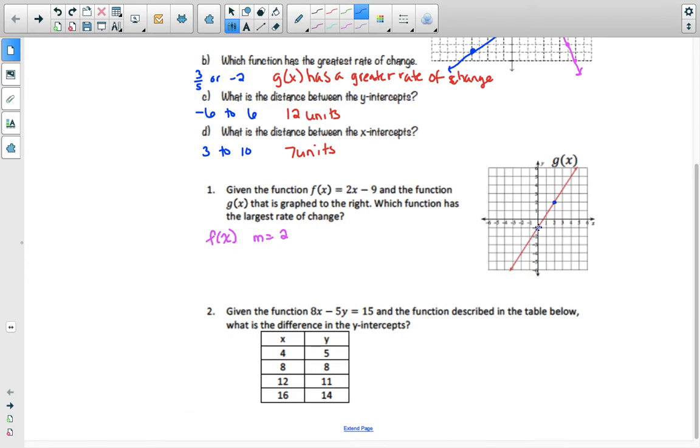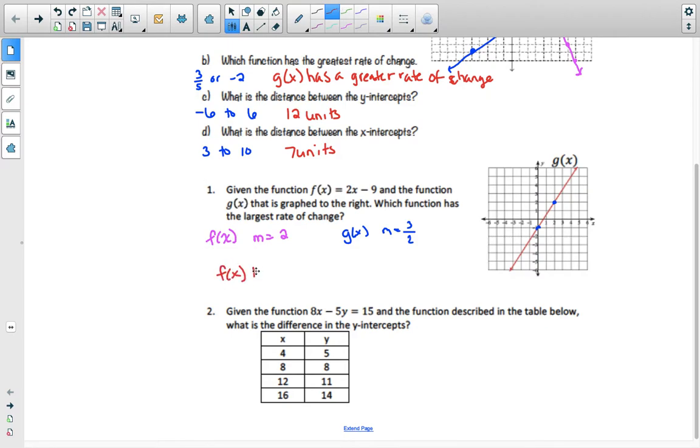So it has a change in y of, counting 1, 2, 3, so we have a change in y of 3. So if we do g of x, change in y is a positive 3 divided by, then we have a change in x of positive 2. So our slope of g of x is 3 over 2, which is 1 and 1/2. So 2 is larger than 1 and 1/2. That means that f of x has a greater rate of change.